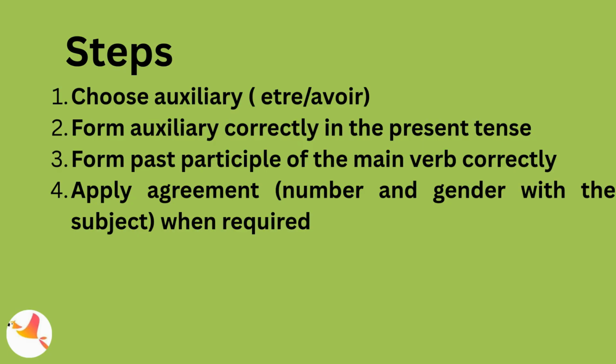These are the steps to forming the passé composé. First, we must choose our auxiliary verb. It can be être or avoir. Secondly, we must form the auxiliary correctly in the present tense, ensuring that the subject and the auxiliary verb that is conjugated are aligned. Thirdly, we must form the past participle of the main verb correctly. What are the endings? We'll find out. Lastly, we must apply agreement in number and gender with the subject when required.